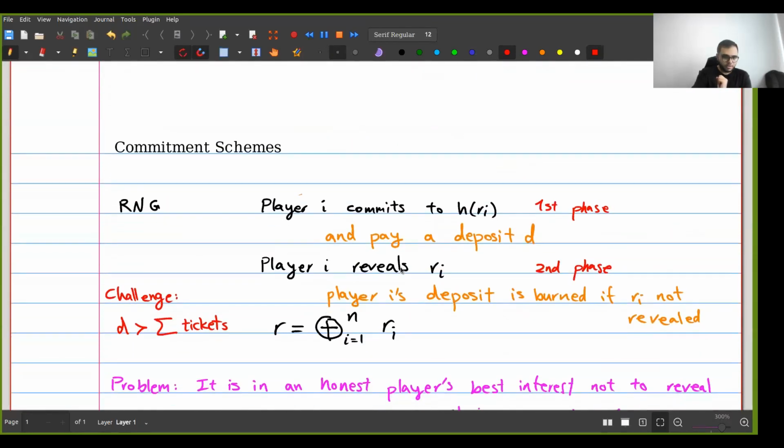And the same thing here again. So the entire role of a commitment scheme is again to simulate simultaneous action by the players or parties to the contracts.